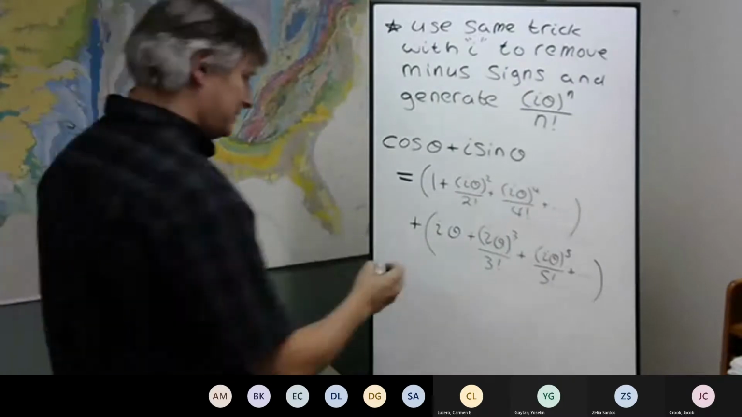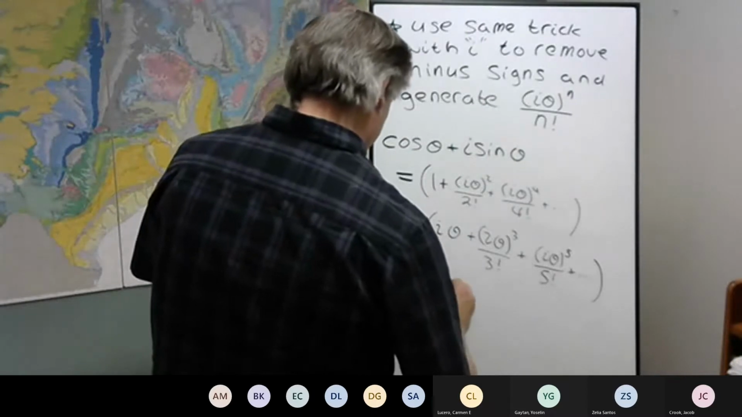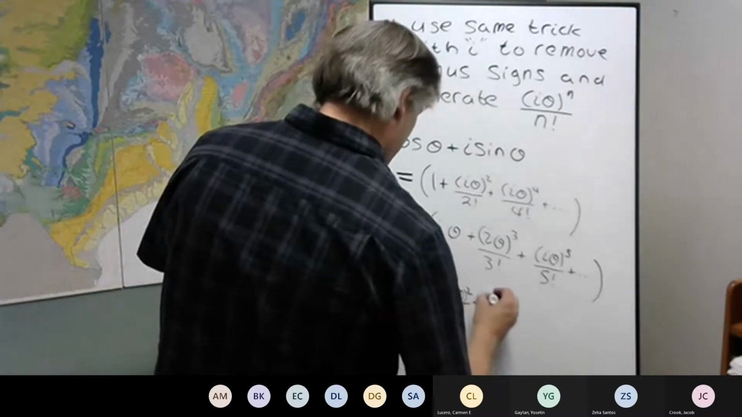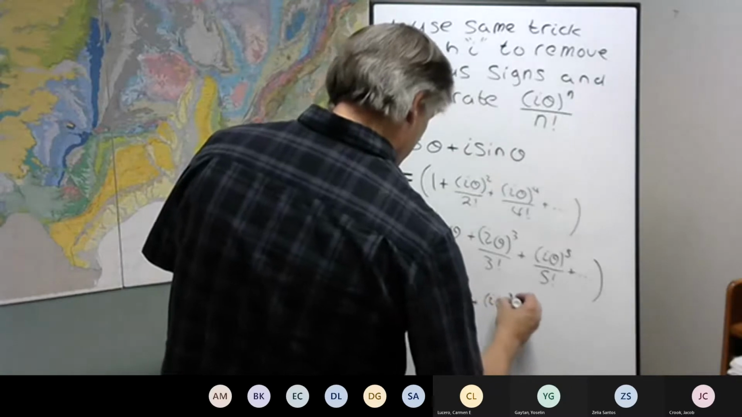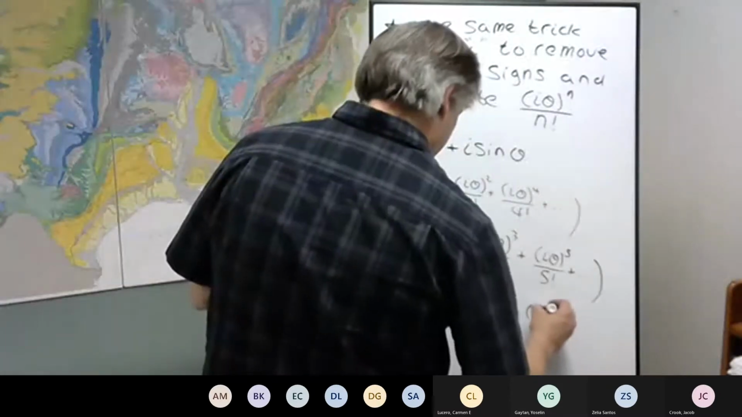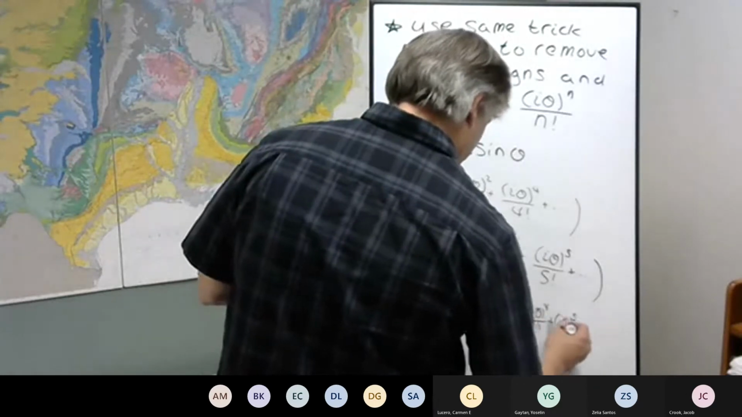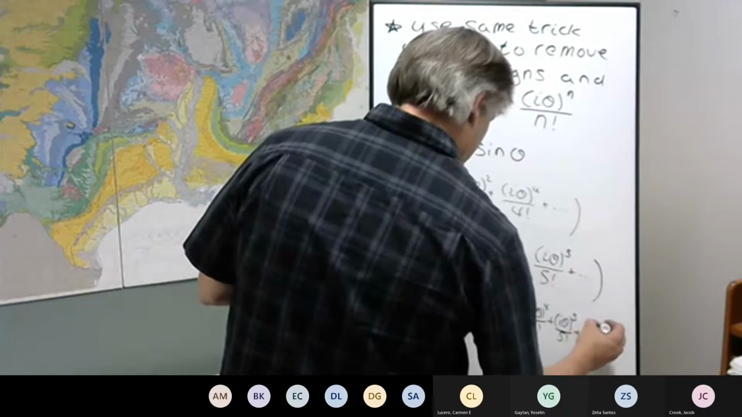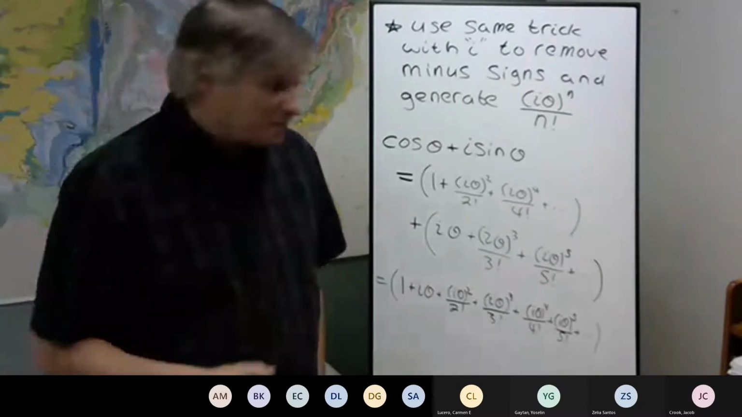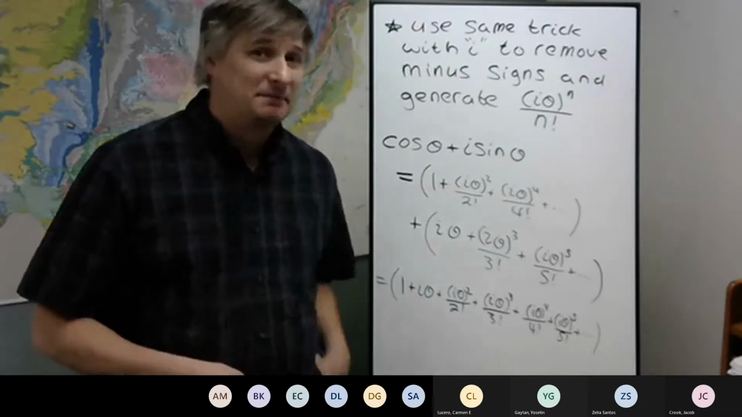And if we combine things, what we'll get is 1 plus i theta plus i theta squared over 2 factorial plus i theta cubed over 3 factorial plus i theta to the fourth over 4 factorial plus i theta to the fifth over 5 factorial, and on and on and on. So questions about this? All right.